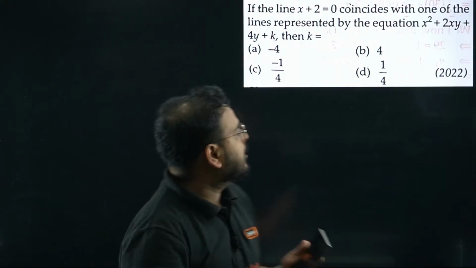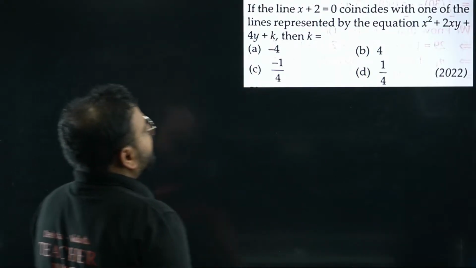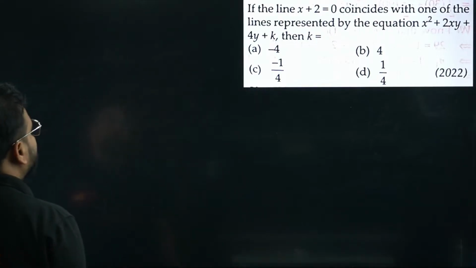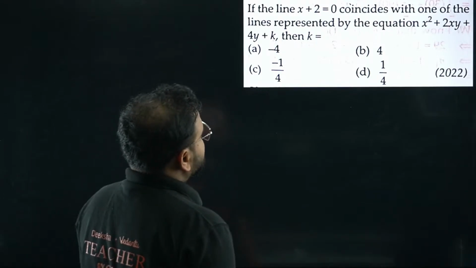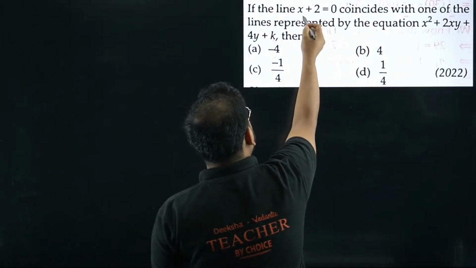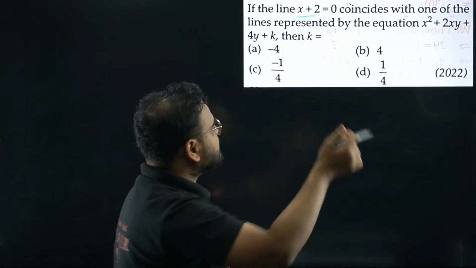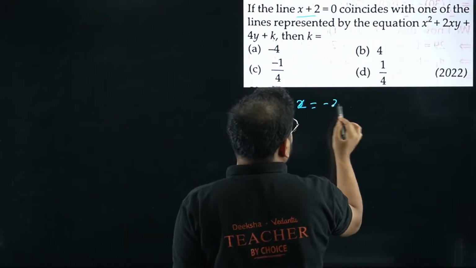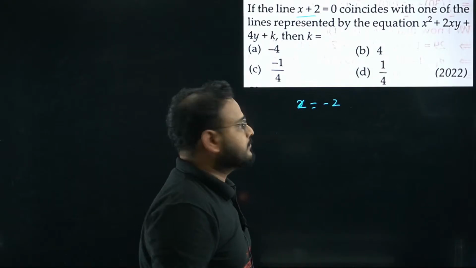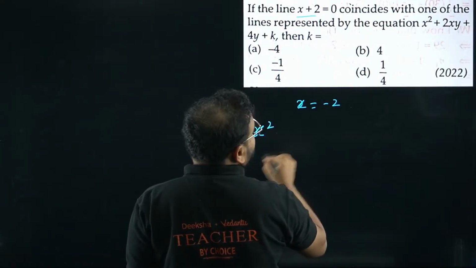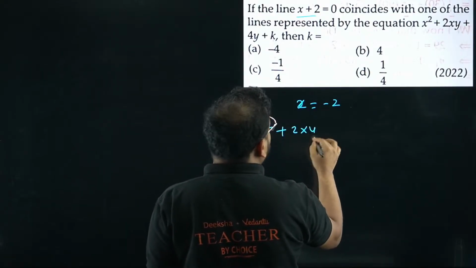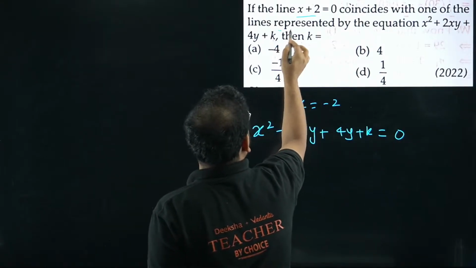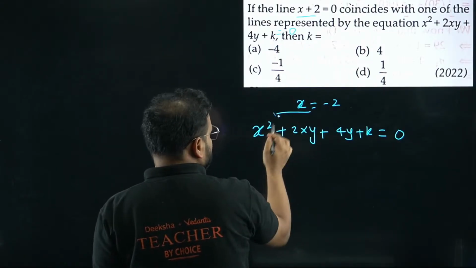Okay. Let's continue. If the line x plus 2 equal to 0 coincides with one of the lines represented by the equation x square plus 2xy plus 4y plus k equal to 0, they're saying that this line coincides, which means this condition will satisfy the equation. This line coincides means it is one of the equations. So basically, this value of x, which is coming as x equals minus 2, will satisfy this given family of curves. There was a missing term over here. Equal to 0, you put here.